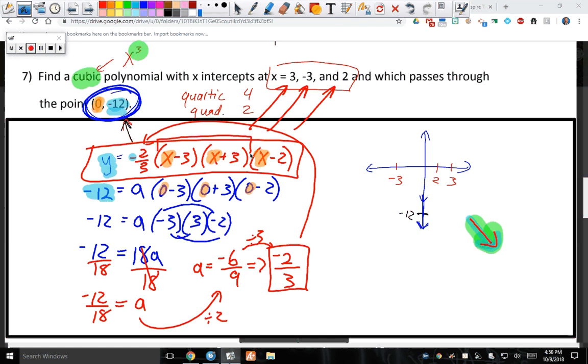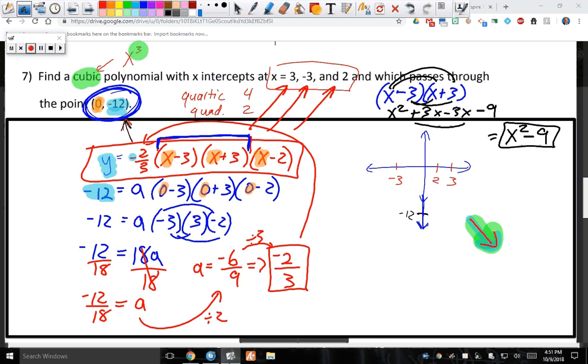If I FOIL these two out right here, this is a difference of squares because it's x minus 3, x plus 3. And what I could do is FOIL this out and get x squared. Then you have a positive 3x. Then the inside terms you have a negative 3x. And the last terms you get a negative 9. Now this will cancel to 0 because you're adding a positive 3 with a negative 3. So you get x squared minus 9, just for those first two pieces right here.